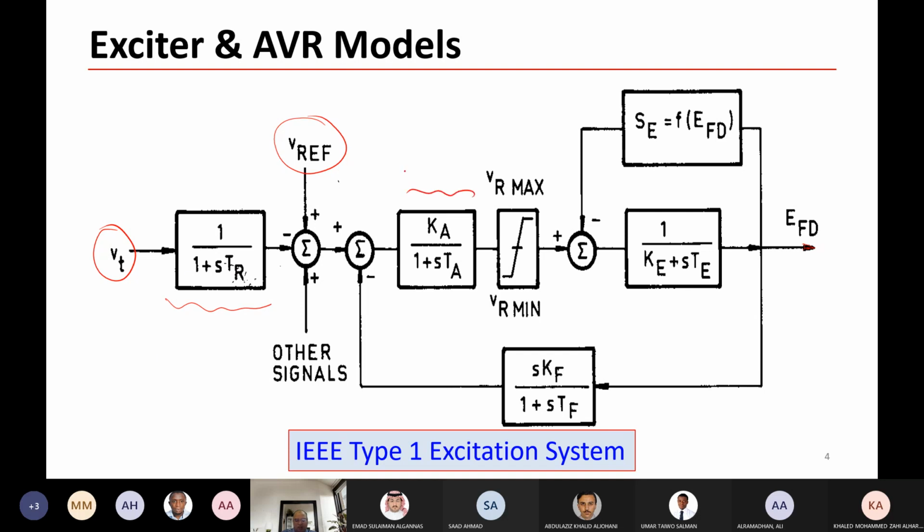This is the regulator, the automatic voltage regulator, a first order model with some gain and time constant here. And definitely we have some saturation or limiters here, maximum and minimum. You have to control this, and this is the exciter. And this is the simulation of the saturation model. And this is the stabilizing transformer.